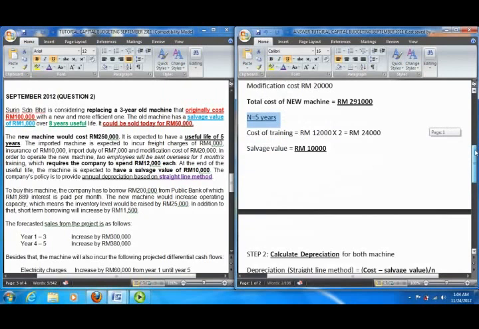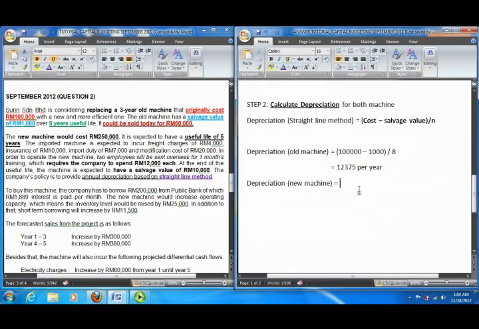See class, is it easy? From your information you can just substitute into the formula. $291,000 minus 10,000, your salvage value, divided by 5 years. So class, can you calculate? Alright, the answer is 56,200 per year. Alright, that is the second step, you need to calculate your depreciation.